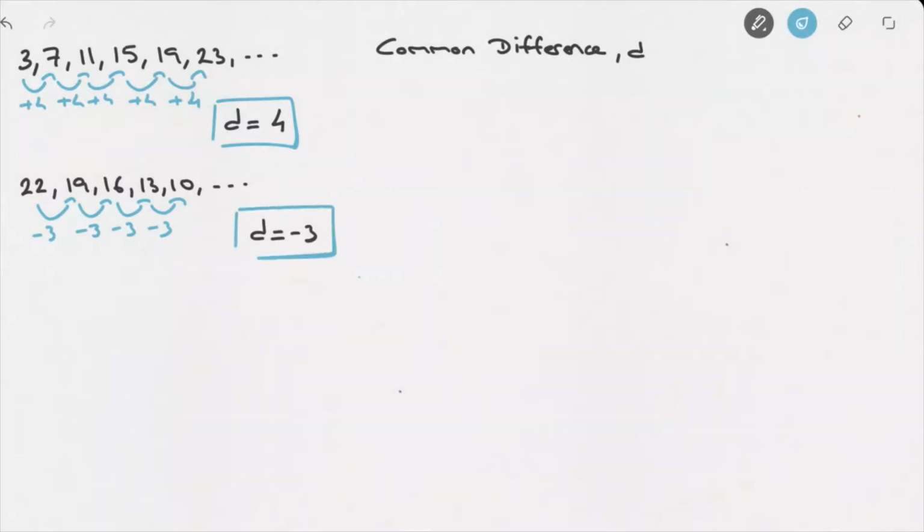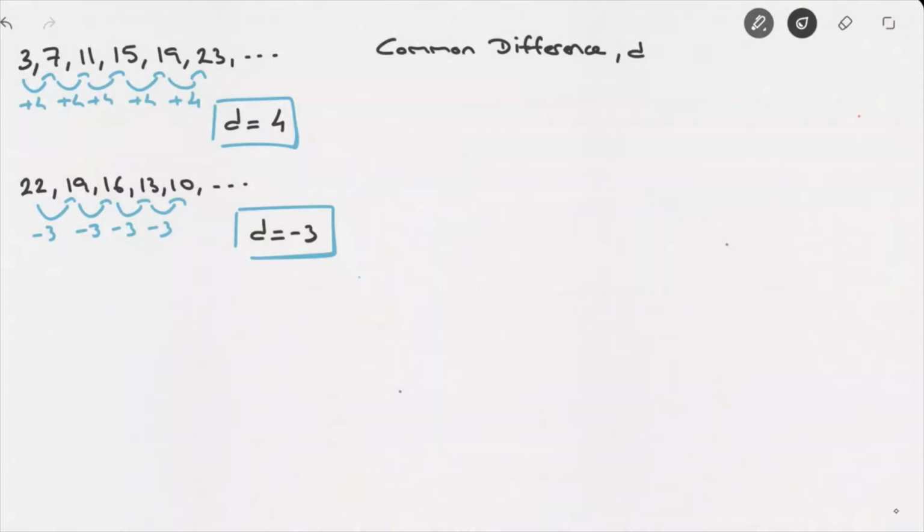Do remember that if you find that you're subtracting to get from one term to the next, and that the amount that you're subtracting is always the same, that means that the sequence is an arithmetic sequence, and that the common difference D will be negative. Like in this case, we found that we were subtracting 3, which means that the common difference is D equals negative 3.